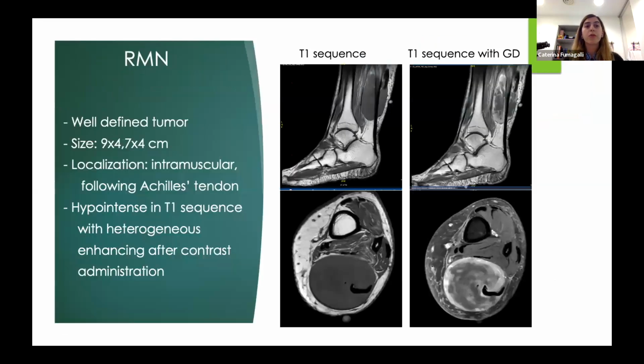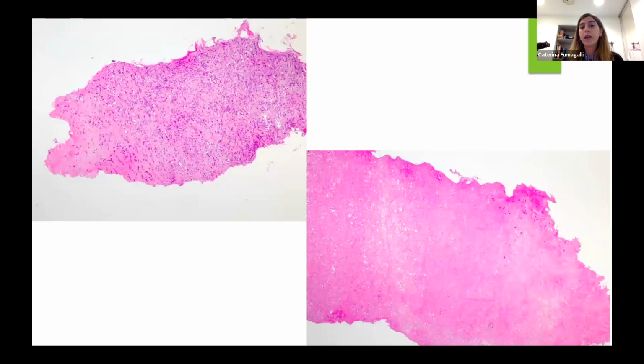Here, we performed a new magnetic resonance showing a well-defined tumor, as we can see here, that was located intramuscular and following the Achilles tendon. It was hypointense in T1 sequence and heterogeneous with the gadolinium administration. So a biopsy was performed in our center too, showing both viable tumor and extensive areas of necrosis.